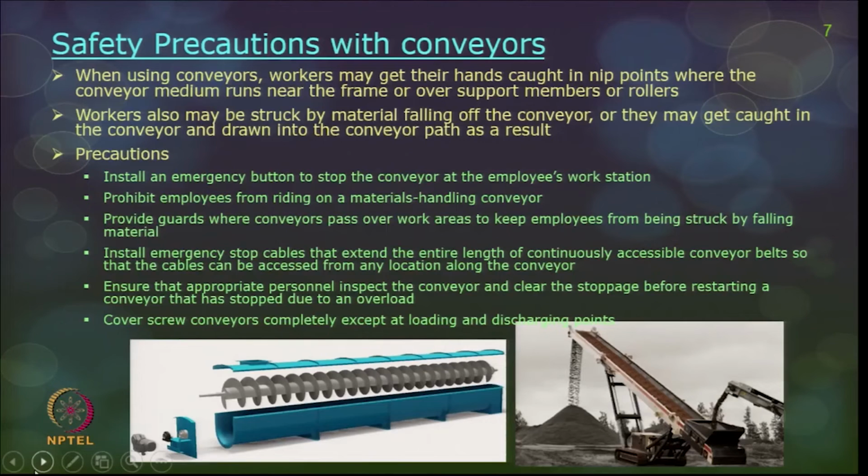When using conveyors, workers may get their hands caught in. This is a common hazard we see in many conveyor belt accidents, where the conveyor medium runs near the frame or over support members. When workers are trying to load or unload material onto the conveyor belt, their hands get caught between the conveyor belt and the load. Workers also may be struck by material falling off the conveyor when it is not loaded in a stable or stacked manner.